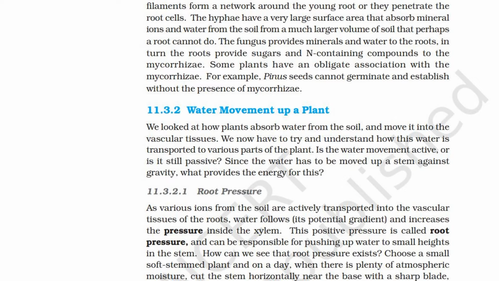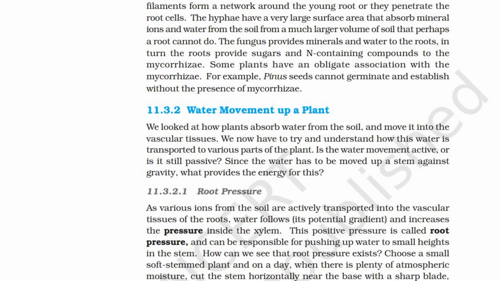The fungus provides minerals and water to the roots. In turn, the roots provide sugars and N-containing compounds to the mycorrhizae. Some plants have an obligate association with the mycorrhizae. For example, Pinus seeds cannot germinate and establish without the presence of mycorrhizae.